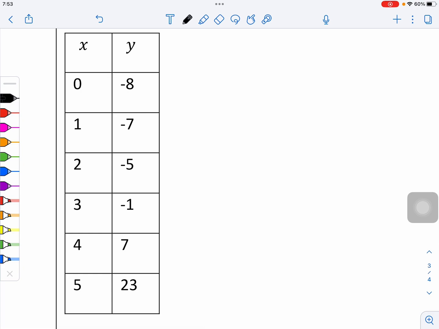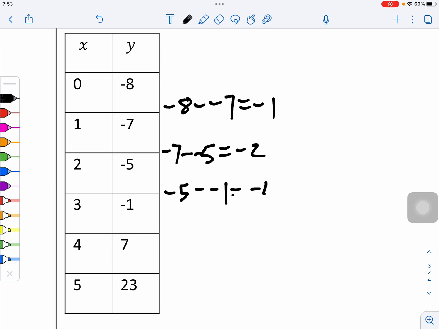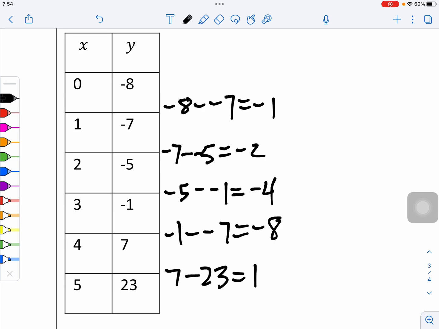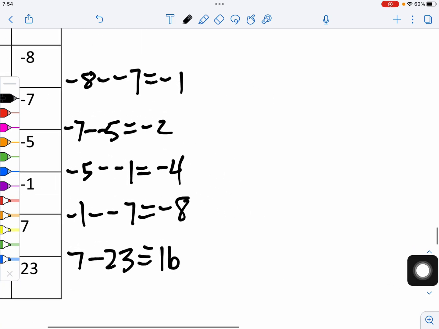So we'll take a look at the first differences. -8 minus -7 is equal to -1. -7 minus -5 is -2. -5 minus -1 is -4. -1 minus 7 is -8. And 7 minus 23 is -16. So the first differences are not the same, which tells us that it's not linear, but we should also check the second differences to see perhaps if it's quadratic.